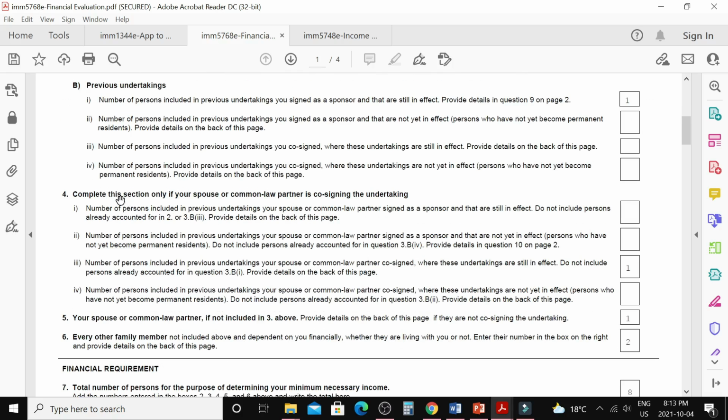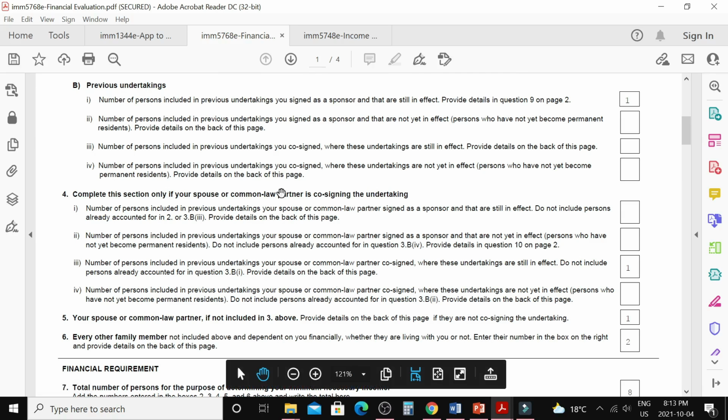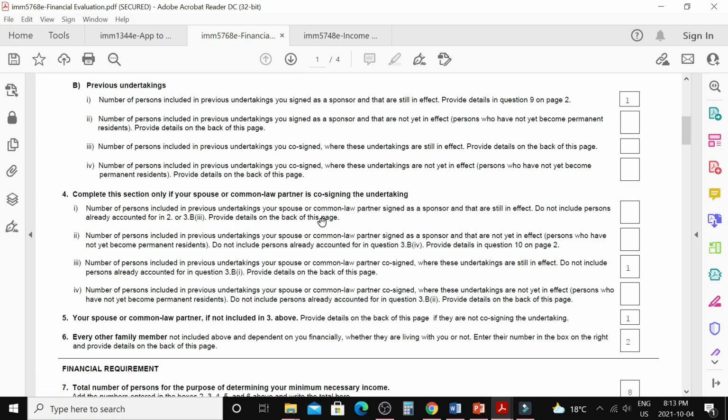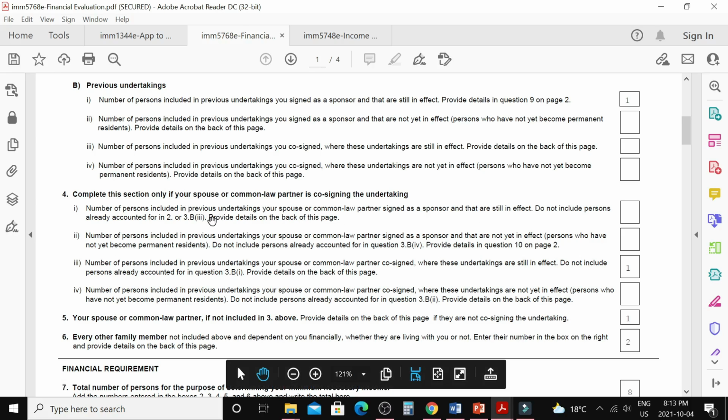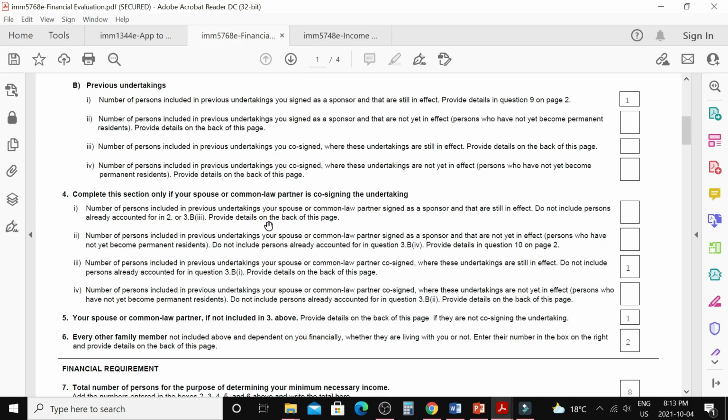Next is complete this section only if your spouse or common law partner is co-signing the undertaking. So this you need to complete if your spouse is co-signing the application. So number of persons included in previous undertaking your spouse or common law partner signed as a sponsor and that are still in effect. So same, you need to read these questions here. If your spouse signed as a sponsor. Suppose your spouse already invited his or her parents, so then he or she was the main sponsor that time, and the sponsorship is still in effect.